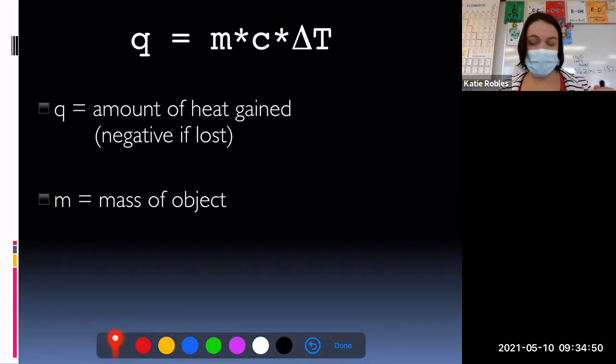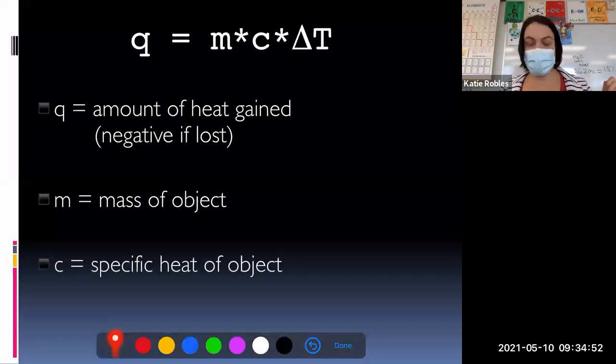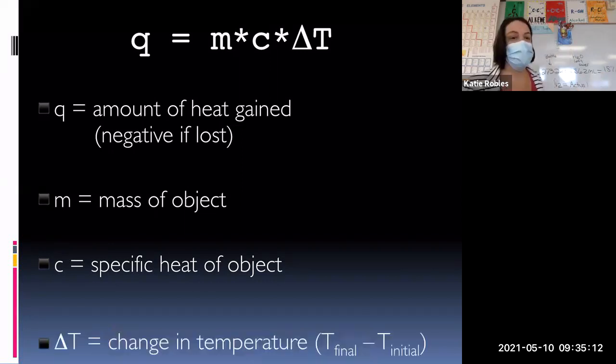C is something new. C is specific heat of an object. This is something that you're going to have to look up on a table. This is going to be a given, or the problem is going to be set up so that you'll have to find the specific heat of the object. And I'll tell you a little bit about it in a second. And the last one, T is the change in temperature. Delta T, delta means change in, so it's the change in temperature. And to find delta T, it's T final minus T initial.